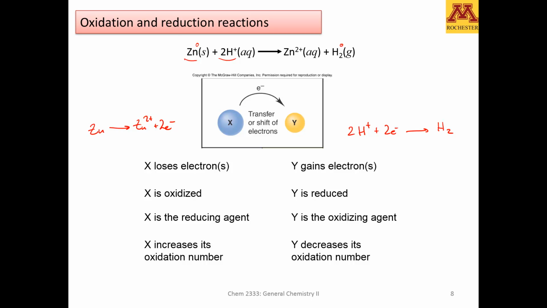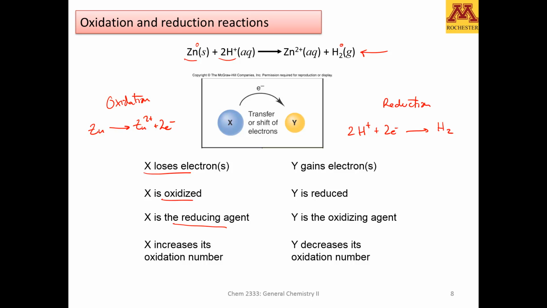These are the two half reactions of the overall, and it's important that one can split the overall redox reaction into the two half reactions. So this is the oxidation half reaction, and this is the reduction half reaction. In the oxidation, the reactant loses electrons. We will say that the reactant is oxidized by what we call the oxidizing agent, and the reactant in the oxidation reaction is called the reducing agent.